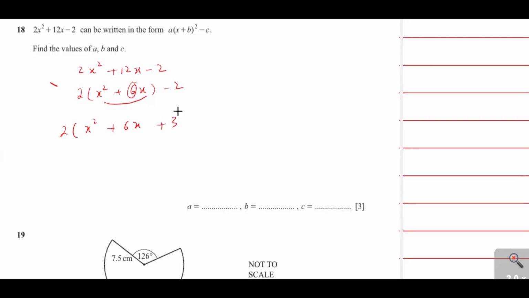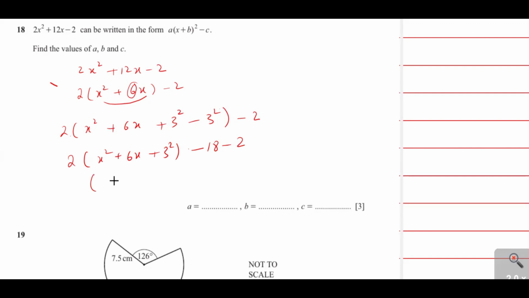This is 3. We will add 3 squared. To balance the expression, we will subtract 3 squared. And we can write this as plus 3 squared minus 3 squared minus 2. And we can write this as 2 into x squared plus 6x plus 3 squared. And 2 times minus 3 squared is 2 times minus 9, which is minus 18, and minus 2.